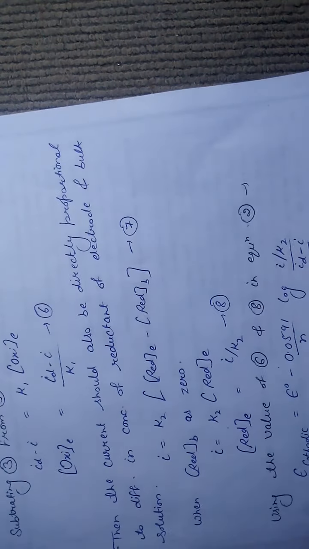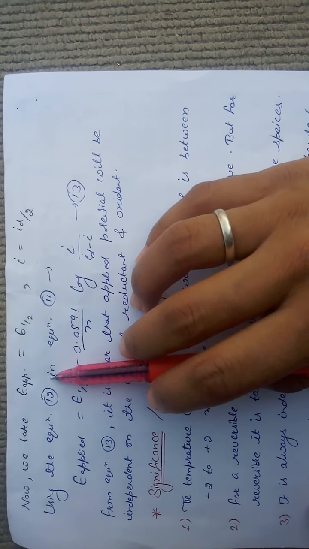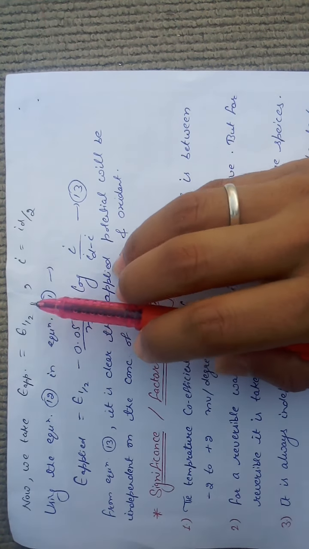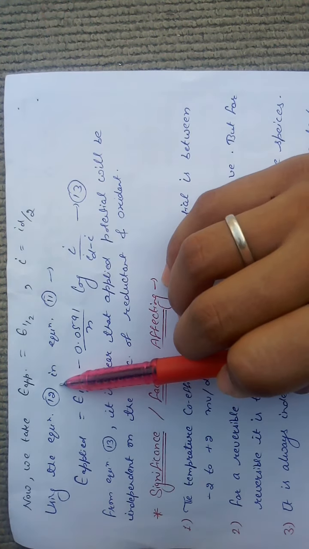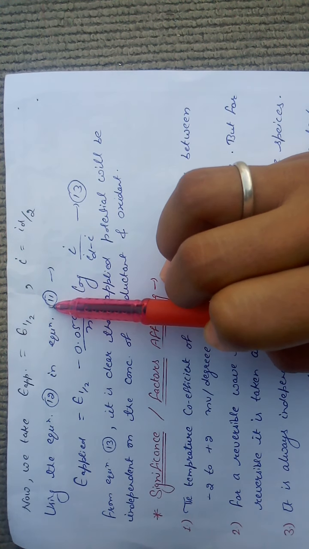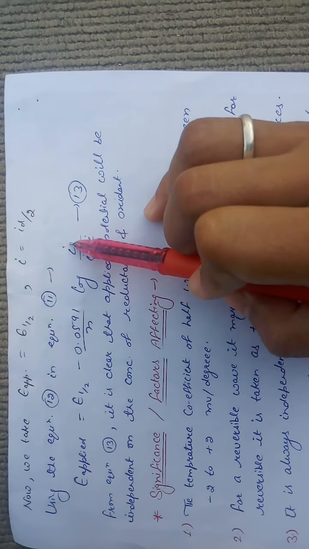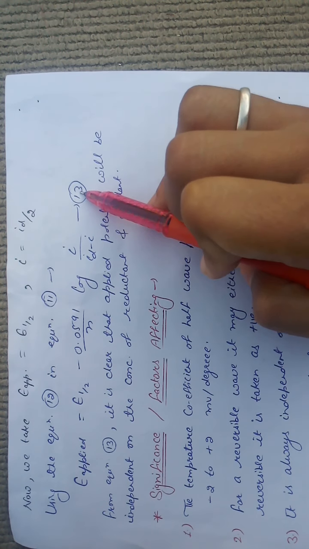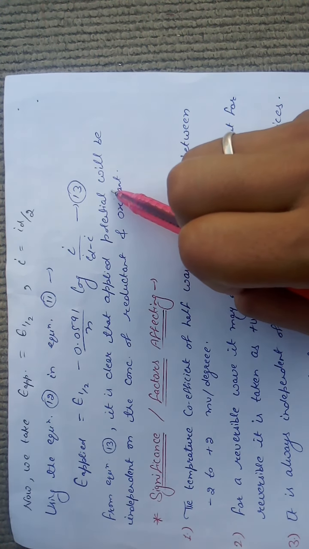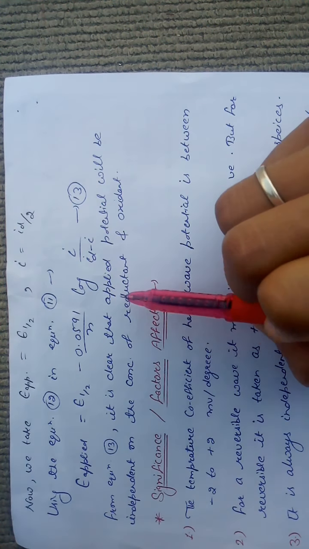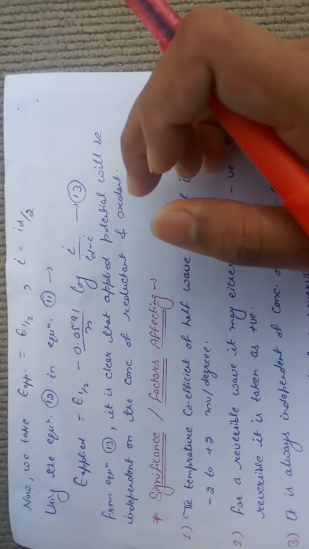After this, now we take E applied is equal to E half and I is equal to Id by 2. So using the equation number 12 in equation number 11, E applied is equal to E half minus 0.0591 upon N log of I upon Id minus I, that is represented by equation number 13. So from equation 13, it is clear that E applied potential will be independent of the concentration of reductant and oxidant, right? So it will not depend upon reductant or oxidant.